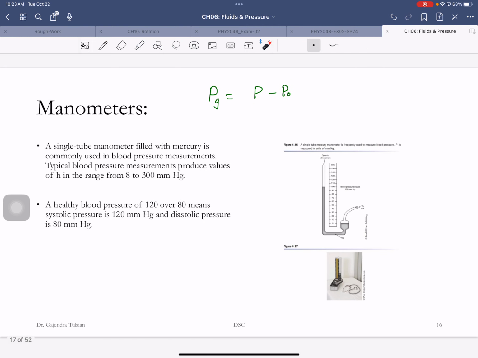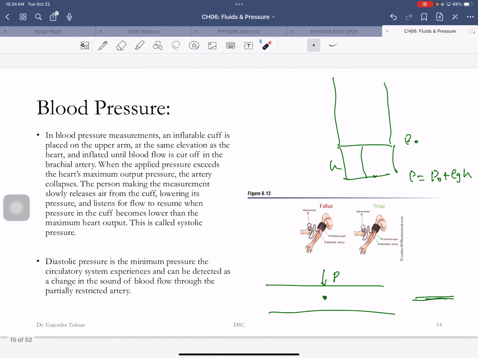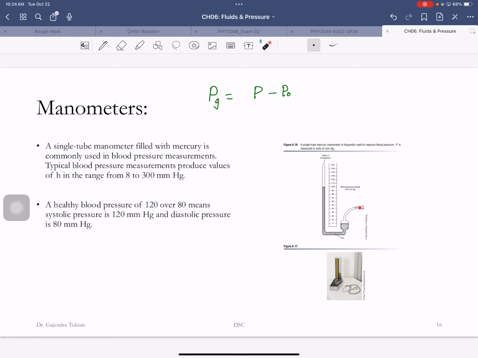So here's a manometer. This is open to the atmosphere, and this is going to the cuff. That's the pressure around your arm that's being measured, and that's where you're measuring the blood pressure. So there's the pressure in the cuff, and there's atmospheric pressure. When you're measuring 120 millimeters of mercury, blood pressure is about 120 millimeters of mercury.